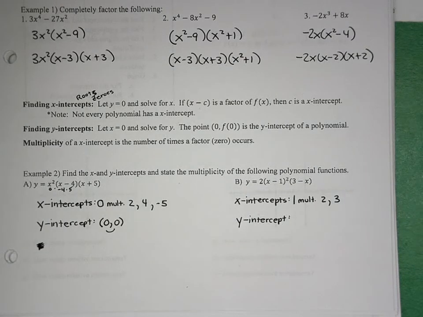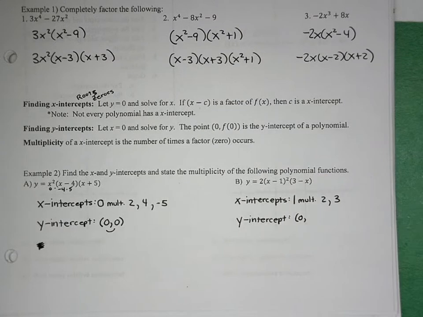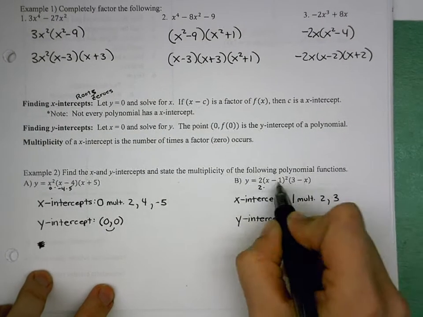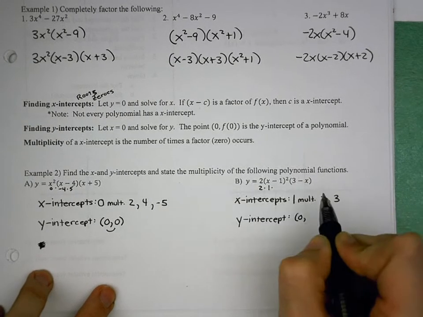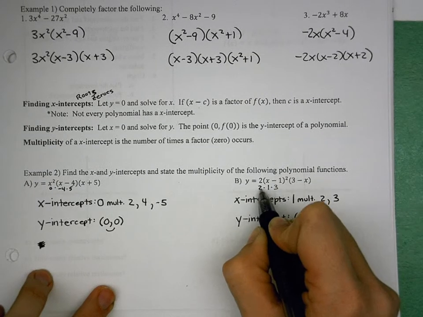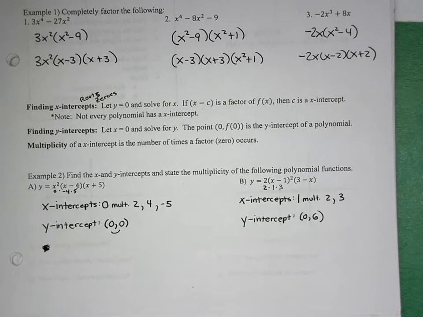Okay. Y-intercepts. What happens when x equals 0? Well, if I plug that in, we have 2 times plugging in 0 would be negative 1. Squared is positive 1. Times plugging in 0 here. 3 minus 0 is 3. 2 times 1 times 3 is 6. Okay.